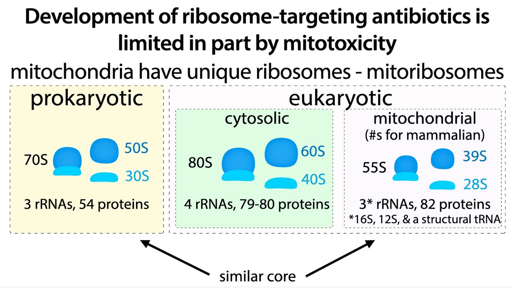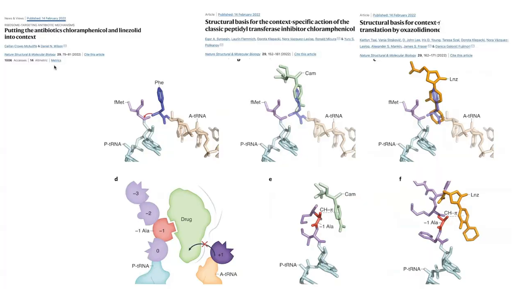And both the mitochondrial and the bacterial ribosomes have this cool thing where with some antibiotics, like chloramphenicol and oxazolidinones, like linezolid, when a certain sequence is being translated, it makes a stable binding site for the antibiotic to bind and prevent translation. But only when specific amino acids are there. And so you get this context-dependent inhibition.